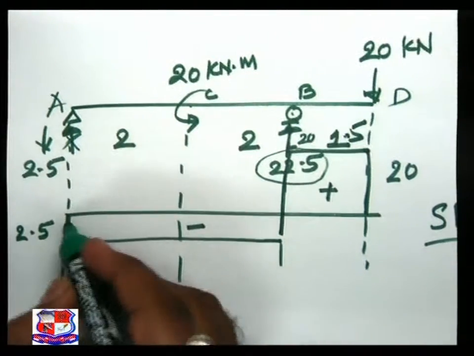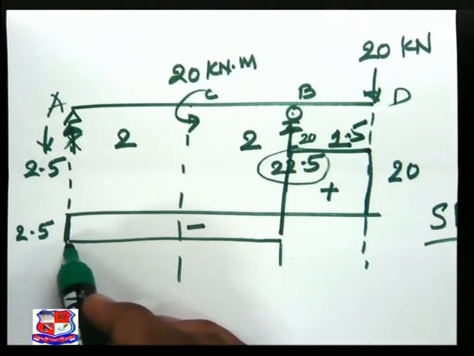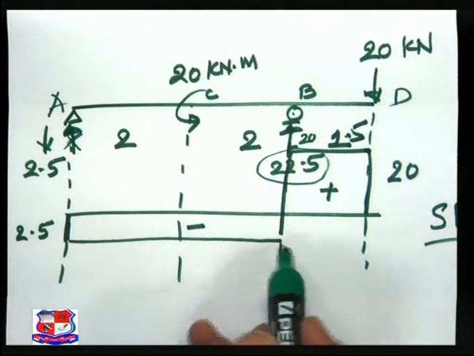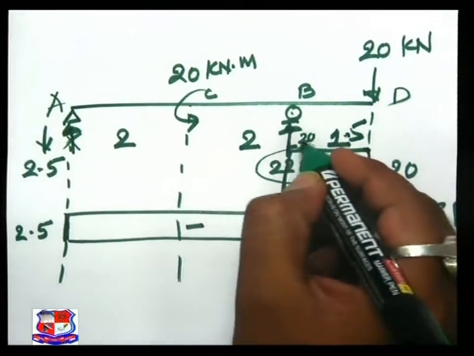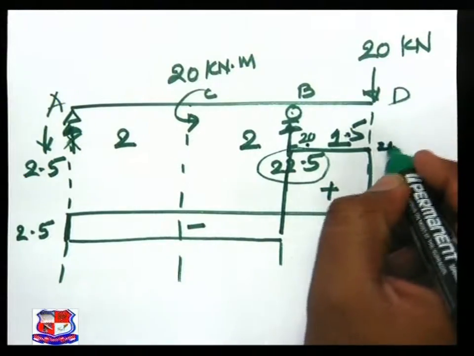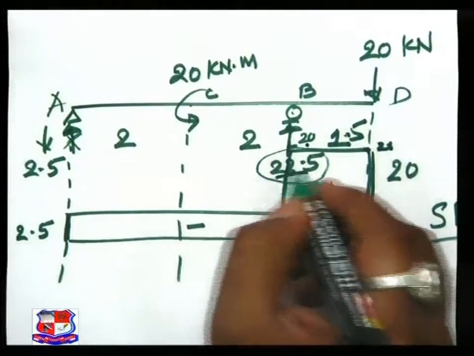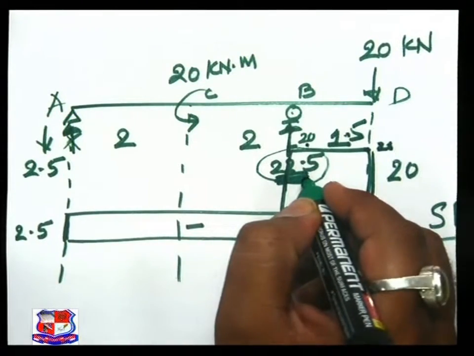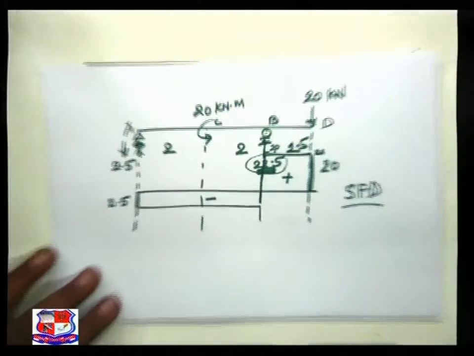So repeat, 2.5 goes downside, no load, horizontal straight line, upward. So here -2.5 plus 22.5 we got 20, constant 20. You got this ordinate. This 22.5 is the reaction. So now let us go ahead with the bending moment diagram.